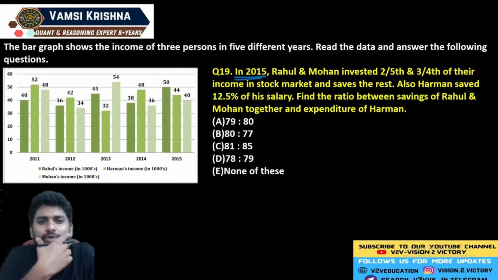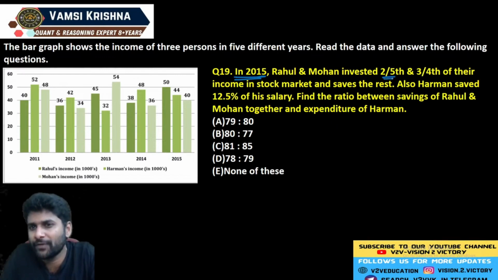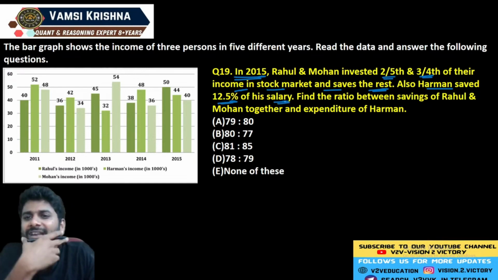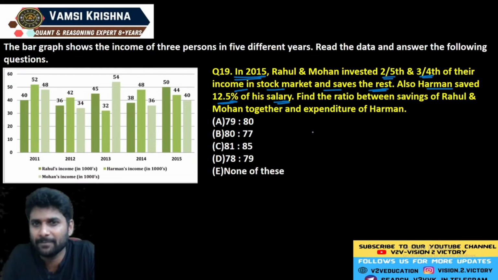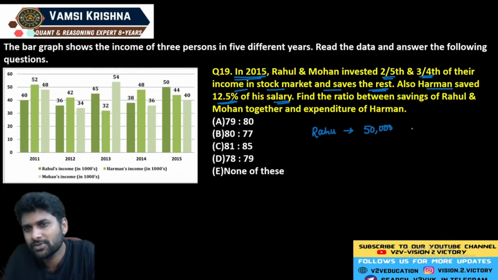Now see the 2015 data. Now the data is related to 2015. Rahul and Mohan invested 2/5 and 3/4 of their income in the stock market, and saved the rest. And also Harman saves 12.5% of his salary. Find the ratio between savings of Rahul and Mohan together and expenditure of Harman. Now take the 2015 data. So here Rahul: what is Rahul's income? 50,000. So according to the data, what is the investment? 2 by 5th means 20,000 rupees is investment.